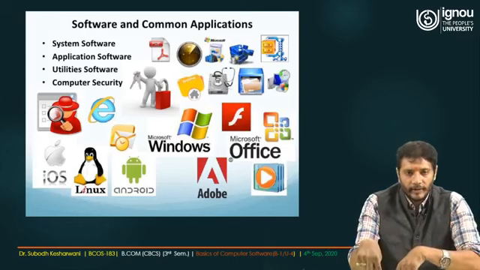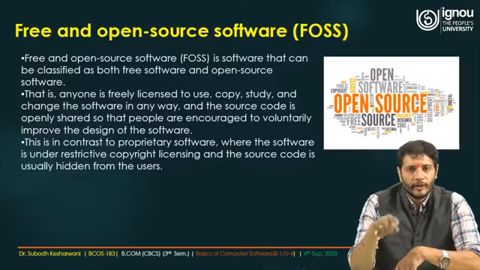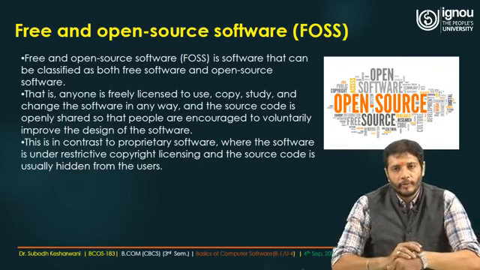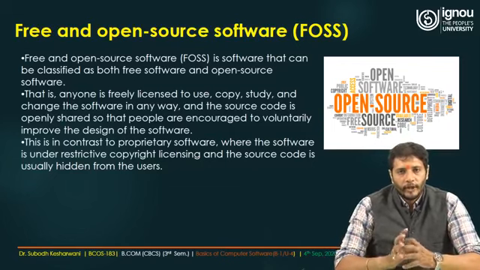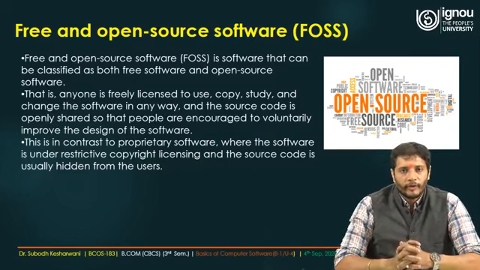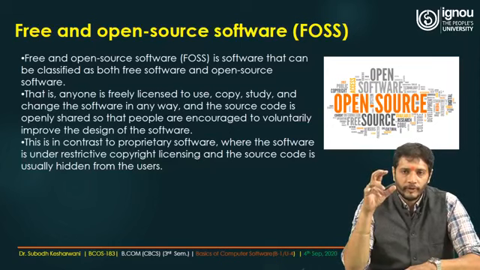So this had given them a platform to work in that direction. So now the thing is that free and open source software is there, which we usually call FOSS. So free and open source software is a software that can be classified as both free software and open source software. So if you talk about the open source, I have already mentioned that open is something which is very powerful in the present scenario.